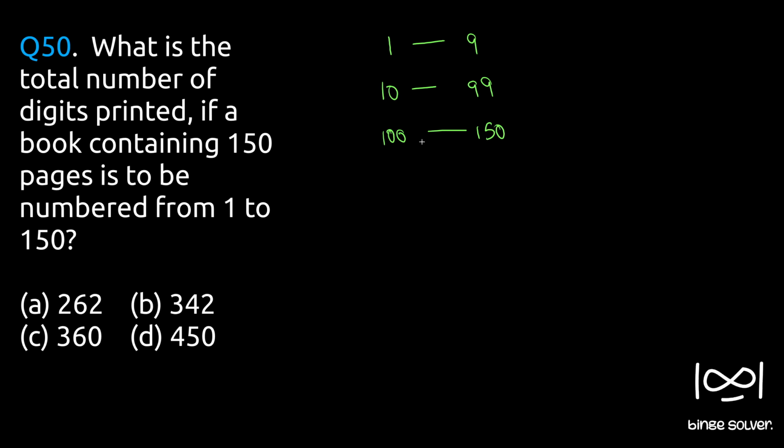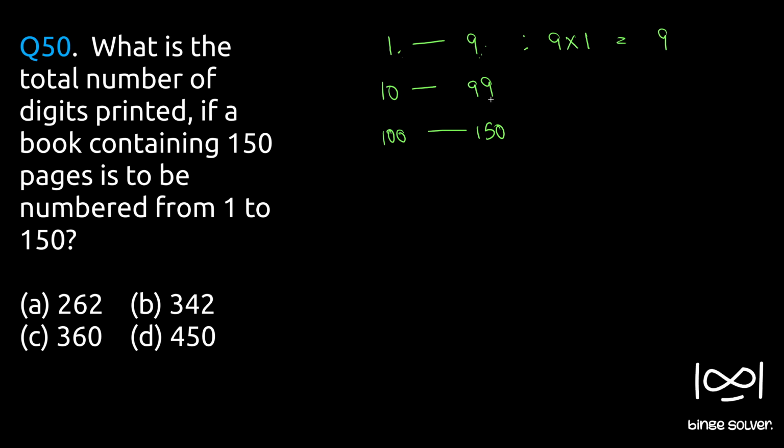The reason why we split into 3 categories is, in the first group each page requires only 1 digit, for the second group we require 2 digits for each page, and for the third group we require 3 digits for each page. And if you see, the number of pages from 1 to 9 including 1 and 9 is 9 minus 1 plus 1, that is 9 pages. So 9 into 1, 9 digits are required to print page numbers 1 to 9.